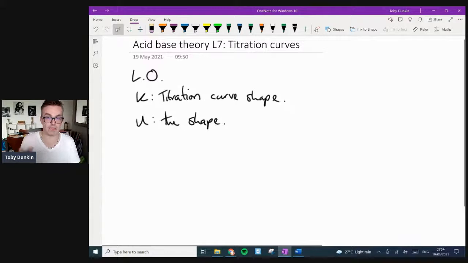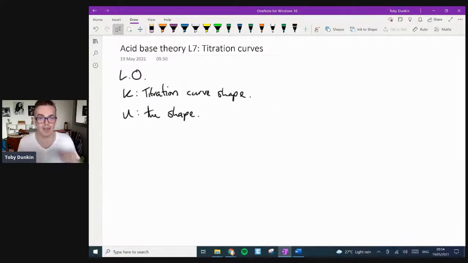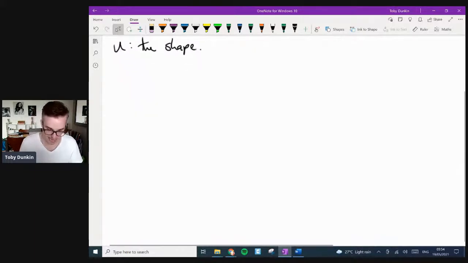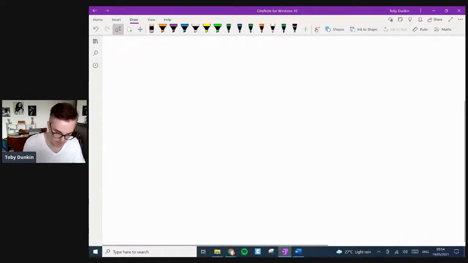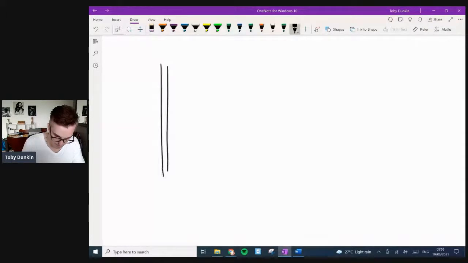By the way, for your A2, this acid-base theory ties in heavily into A2 when you do acid-base properly. So you'll have a much better understanding of what this curve is about. Okay, so what we need to do is have a look at this. Titration curve shape. So how do we actually monitor this? What we do is we set up a burette.